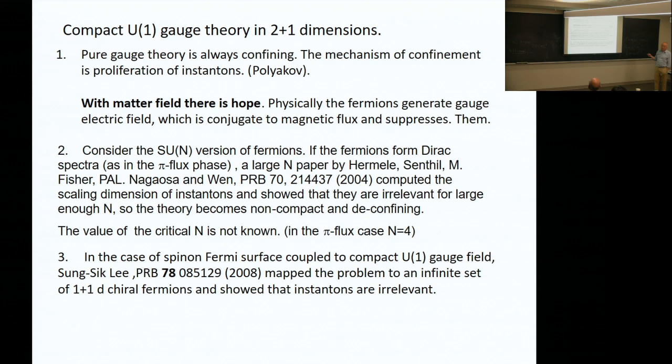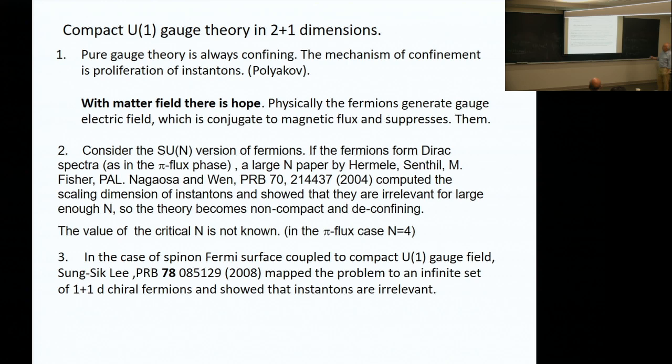There are some low-lying fermions. So physically, you can say that the fermions carry gauge charge, so they generate gauge electric field. And since electric and magnetic fields are conjugate, these tend to suppress magnetic fluctuations, which are responsible for instantons. Okay, so what do we know now?